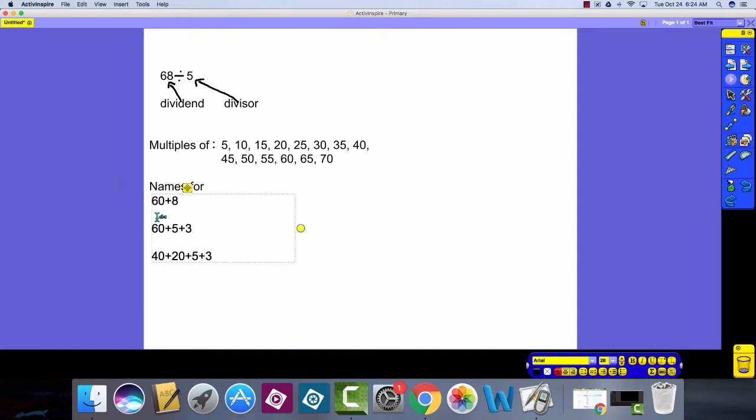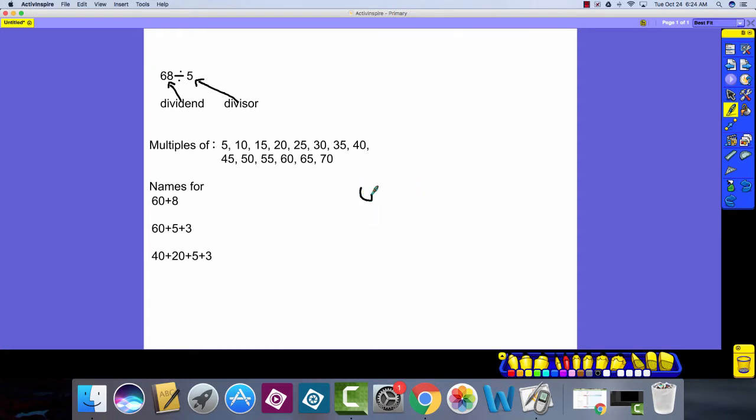60 plus 8 still 68. 60 plus 5 plus 3 still equals 68. 40 plus 20 plus 5 plus 3 also equals 68. And now choose one of your names. Well, I'm going to choose 60 plus 5 plus 3 because that's a pretty easy name to use.